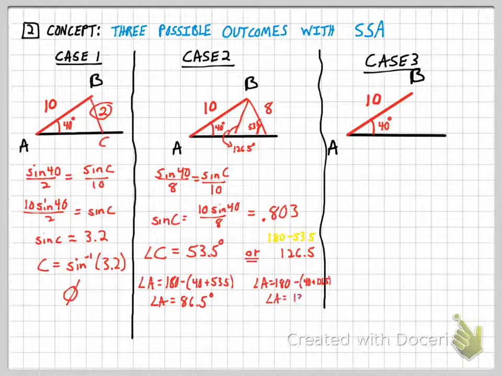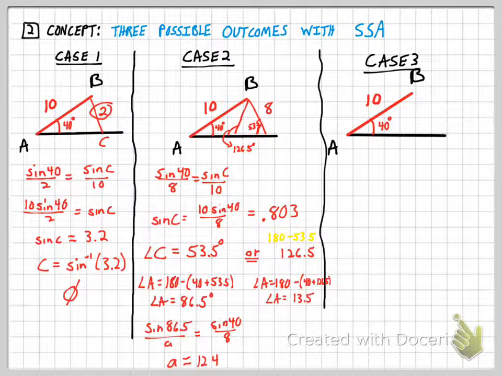For the rest of the problem, we have these two separate triangles and I have to solve all the pieces for both. The last step here would be to figure out side A, and we go back to the law of sines for that. I'd have the sine of 86.5 over A equals the sine of 40 over 8. I'll do the math for you on that one. A turns out to be about 12.4.